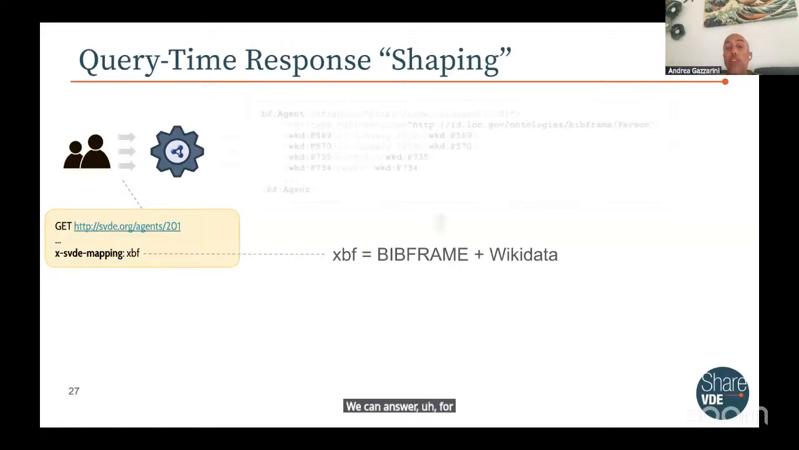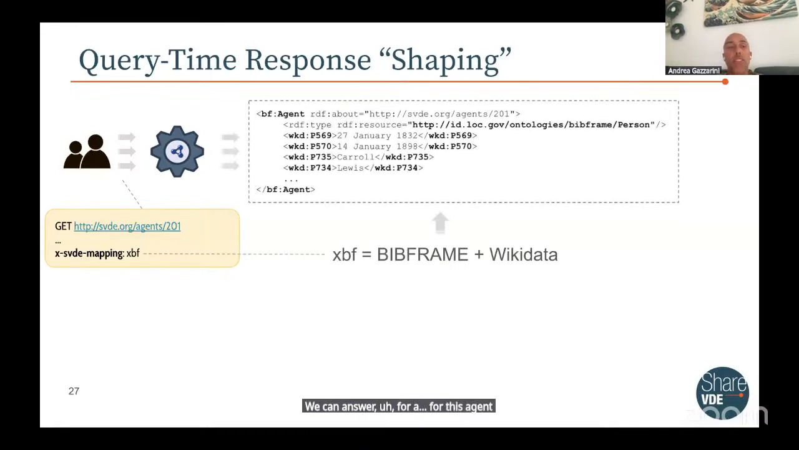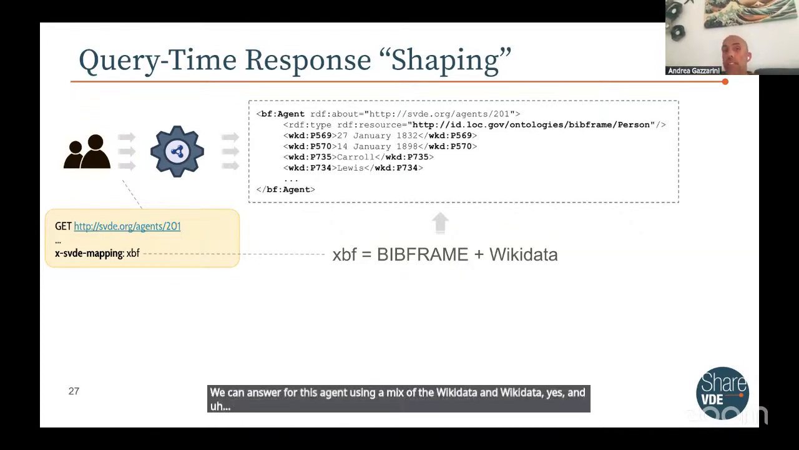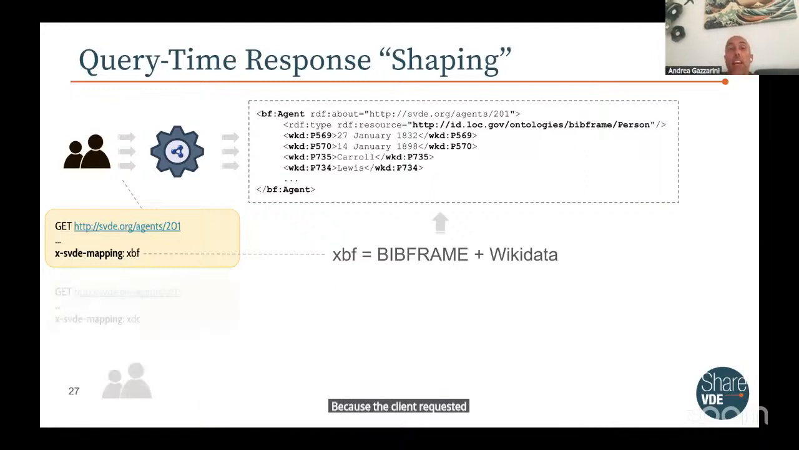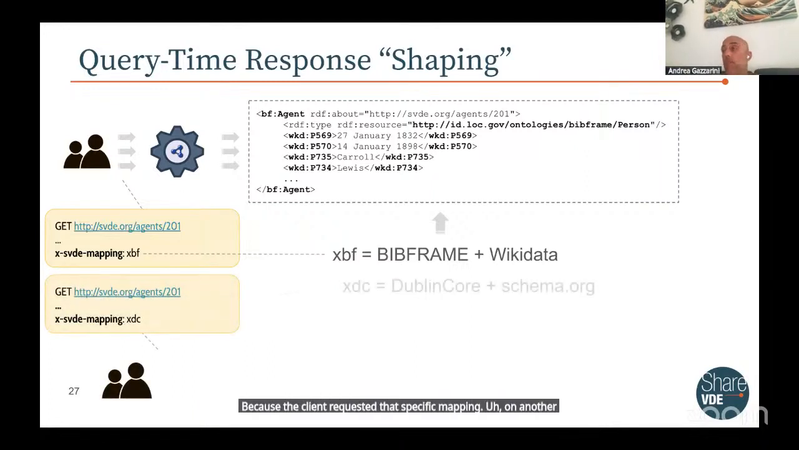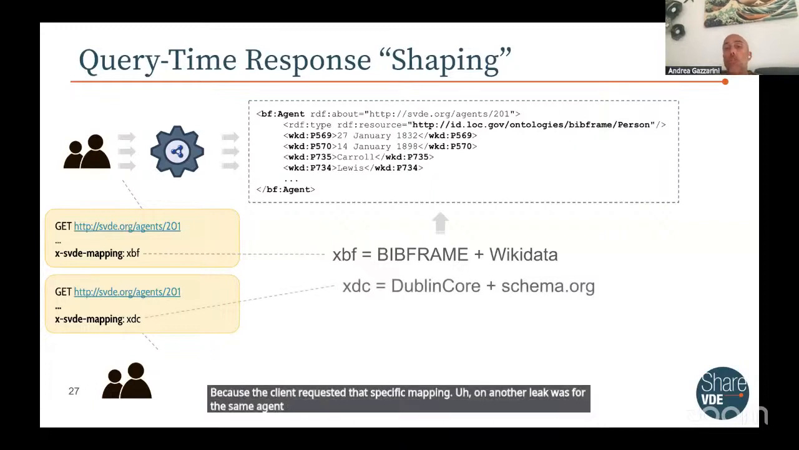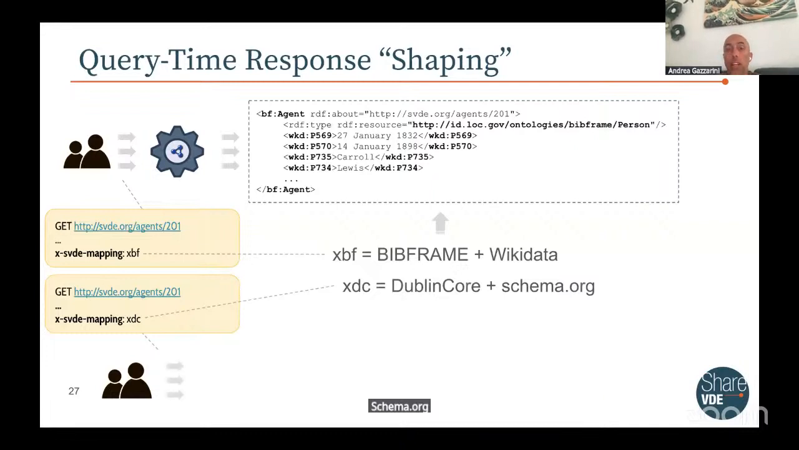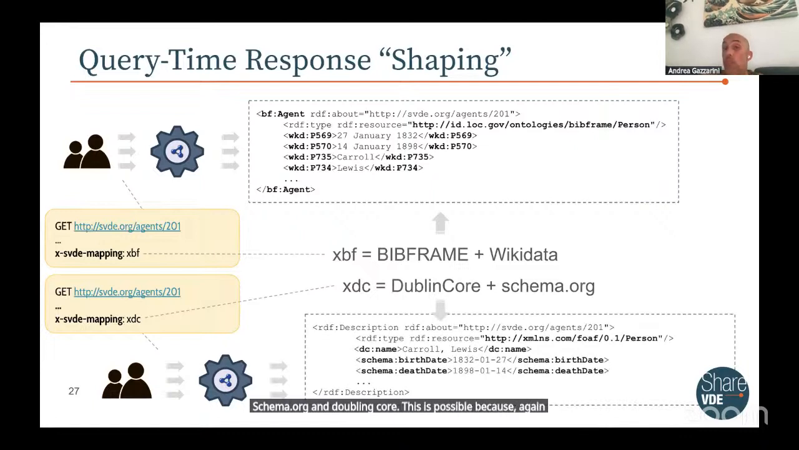That means that on this request, we can answer for this agent using a mix of the Wikidata and BibFrame ontologies, because the client requested that specific mapping. On another request for the same agent, we could use another kind of mix, schema.org and Dublin Core. This is possible because, again, we produce this RDF on the fly.